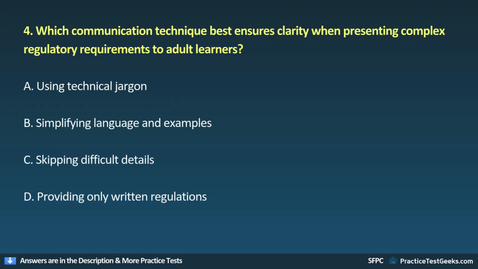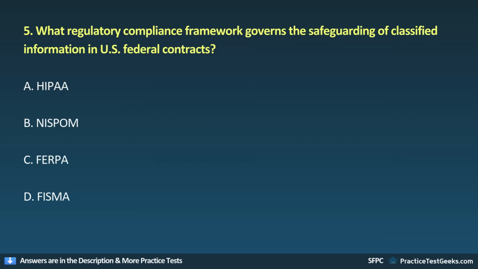4. Which communication technique best ensures clarity when presenting complex regulatory requirements to adult learners? A. Using technical jargon. B. Simplifying language and examples. C. Skipping difficult details. D. Providing only written regulations. 5. What regulatory compliance framework governs the safeguarding of classified information in U.S. federal contracts? A. HIPAA. B. NISPOM. C. FERPA.